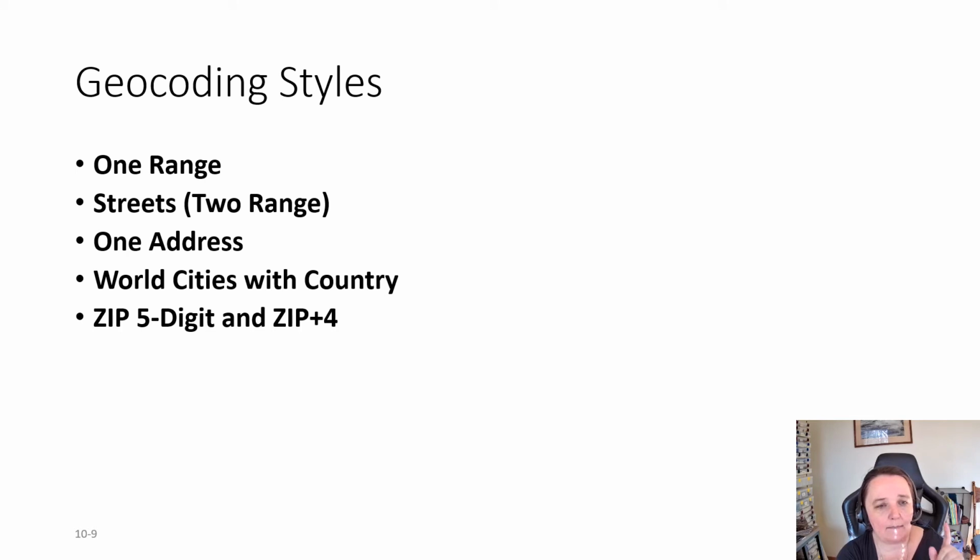So these are called geocoding styles. So one range is, like I was saying, if say you don't know which side of the street different addresses are on, and you just have one range of numbers for that section of street. Two range is what I was just saying. There's a left-hand side of the street and there's a right-hand side of the street.